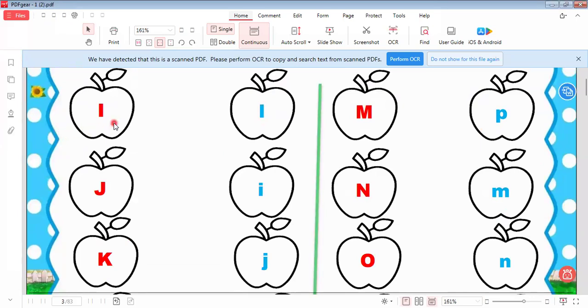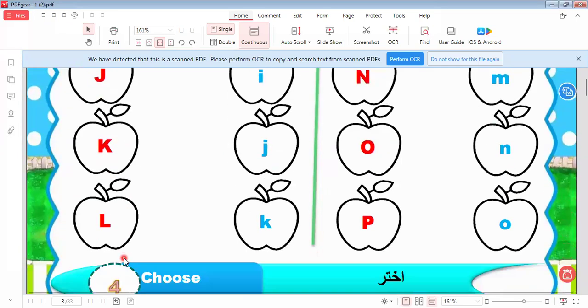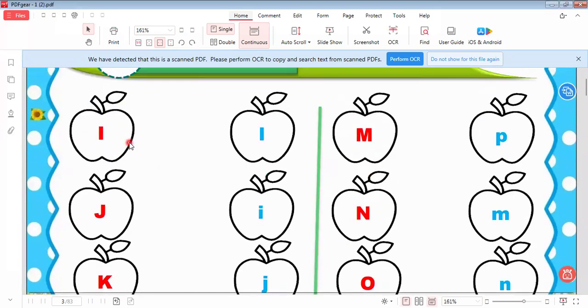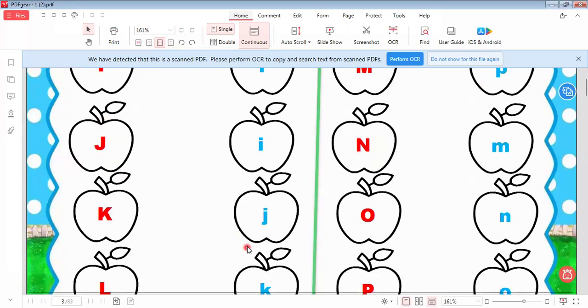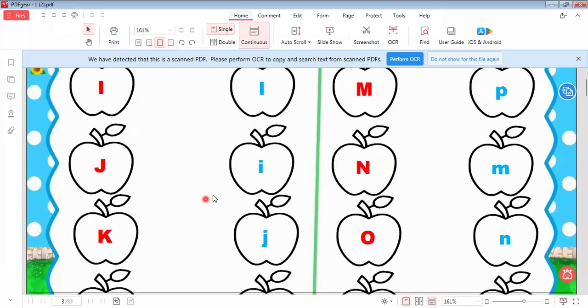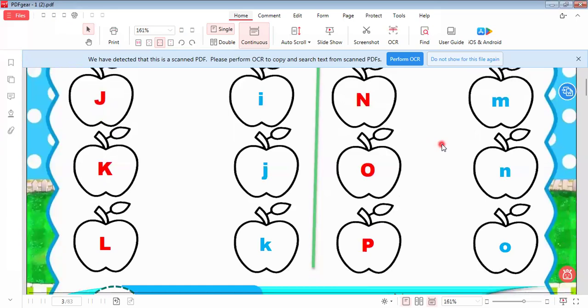Here we have I, J, K, L. So here where is the I? Here is I capital. Where is I small? This one. J capital by small j. Capital K by small k. Capital L by what? By small l. Let's go to another item here.